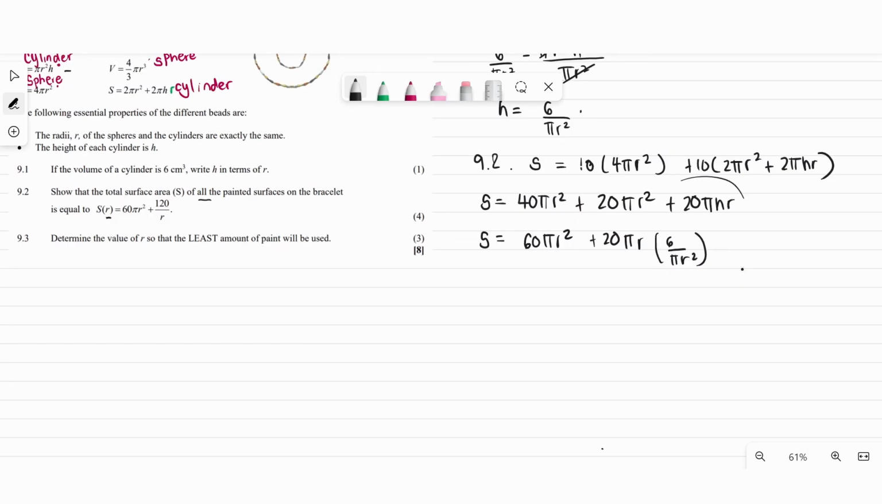Since everything now is in terms of r, we can say S of r is equal to 60 pi r squared plus, multiplying numerator by numerator, 120 pi r divided by pi r squared. So this 120 is going to remain the same, the pi and the pi are going to cancel, and we're going to be left with just one r. So S of r is equal to 60 pi r squared plus 120 divided by r. So you are done with the second part.